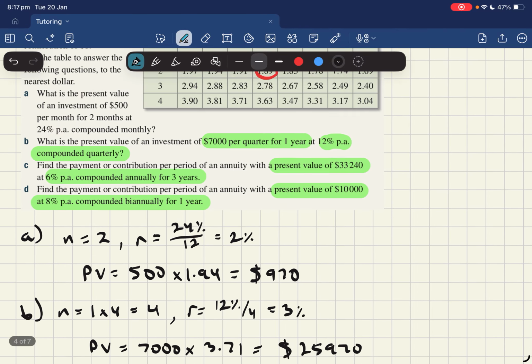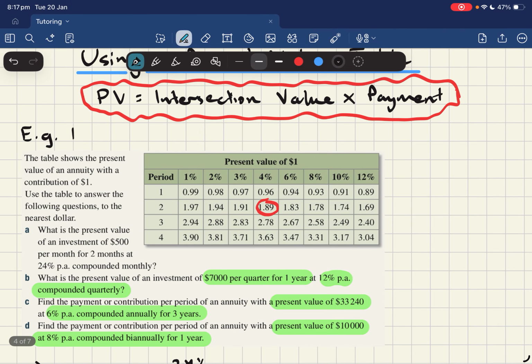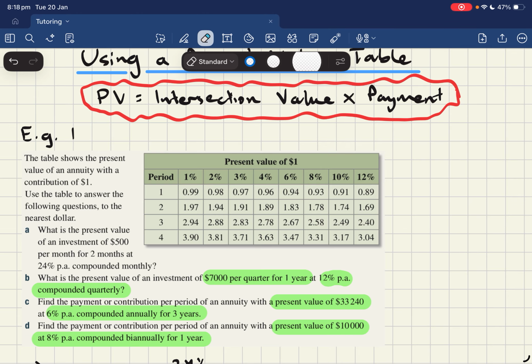So that brings us to the end of the video. This is how we can find both the payment and the present value under different conditions. So remember, the things we have to be careful of is compounded annually or biannually or monthly. And we have to be careful with the wording. But in essence, we are always just finding a number of compounding periods and a rate, finding the intersection from the table, and then we're either going to be finding our present value or our payment. That's how we're going to use our equation here.